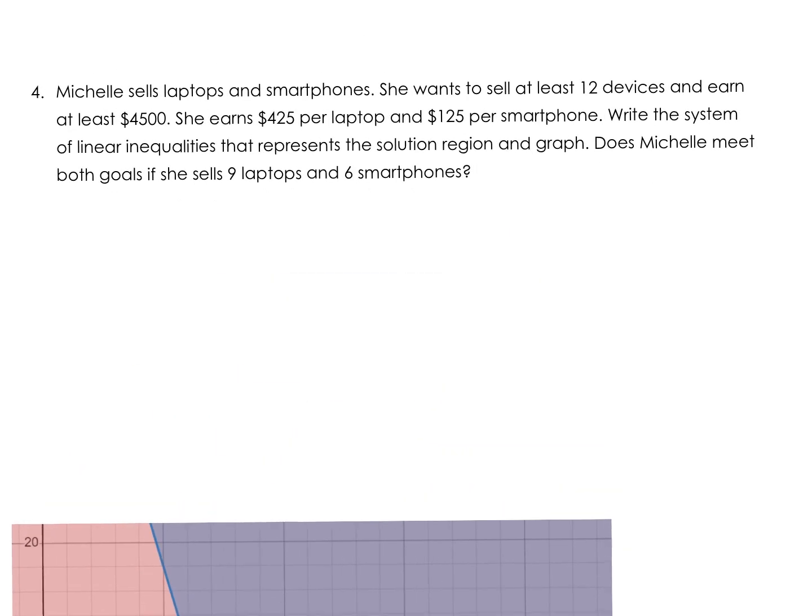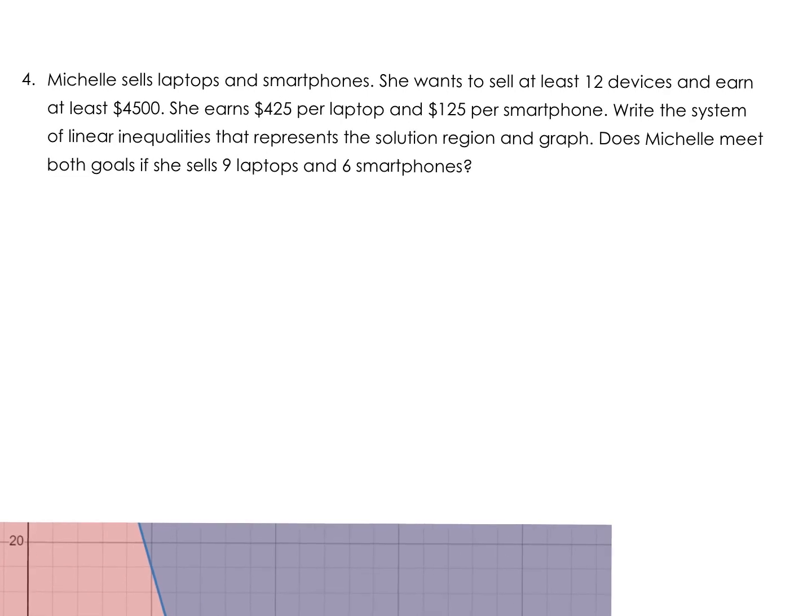Right. So for our last example, we have that Michelle sells laptops and smartphones. She wants to sell at least 12 devices and earn at least $4,500. She earns $425 per laptop and $125 per smartphone. Write the system of linear inequalities that represents the solution region and graph. Does Michelle meet both goals if she sells 9 laptops and 6 smartphones? So let X be our number of laptops and Y be our number of smartphones.